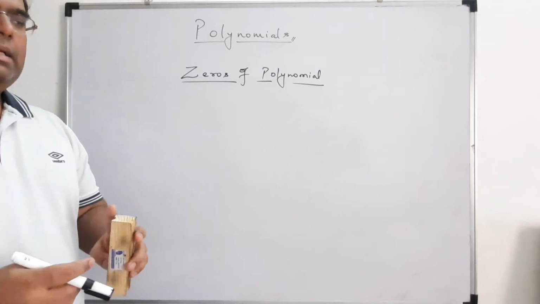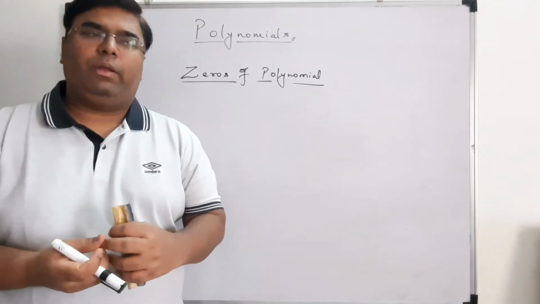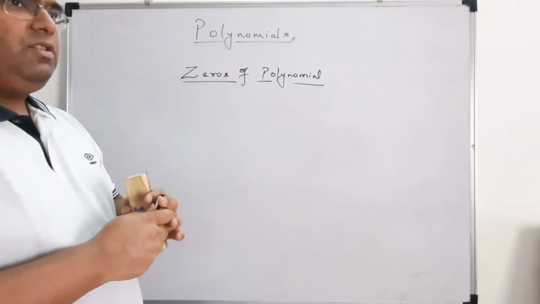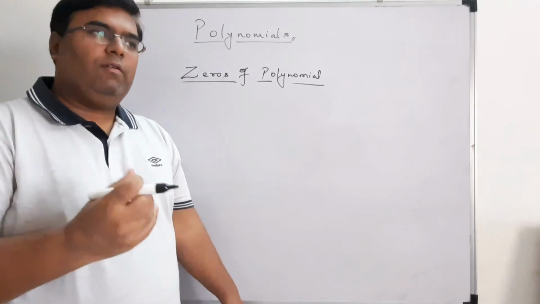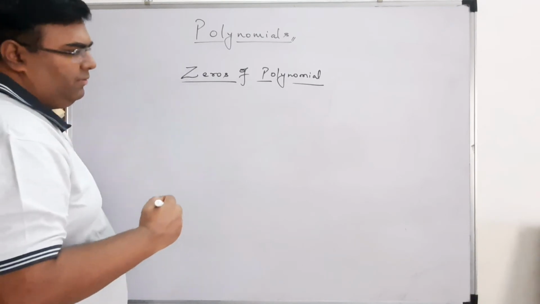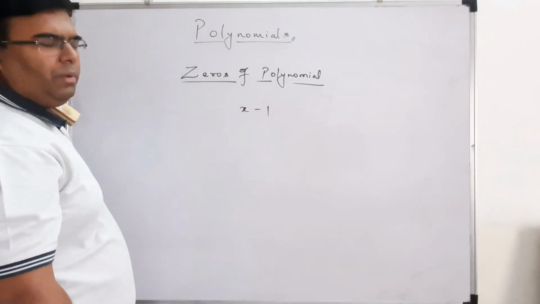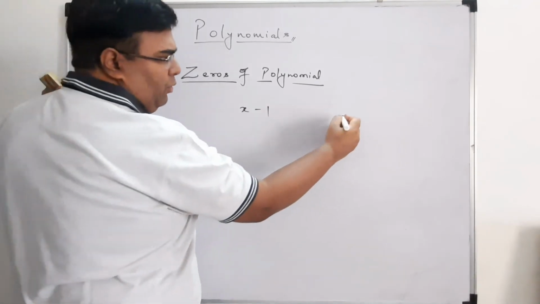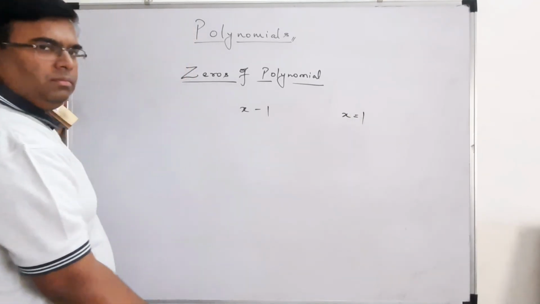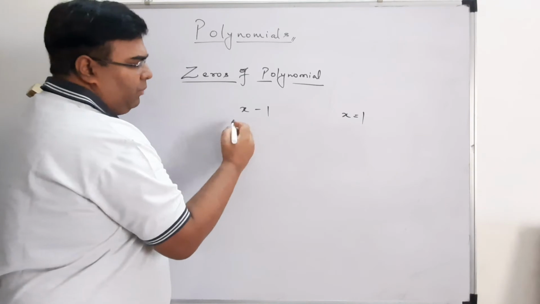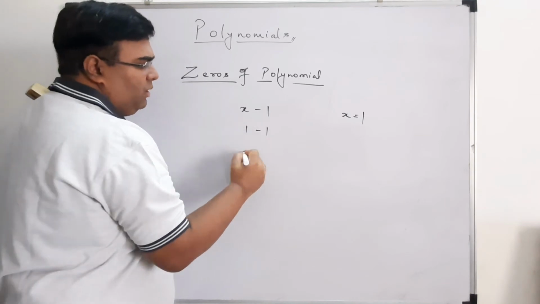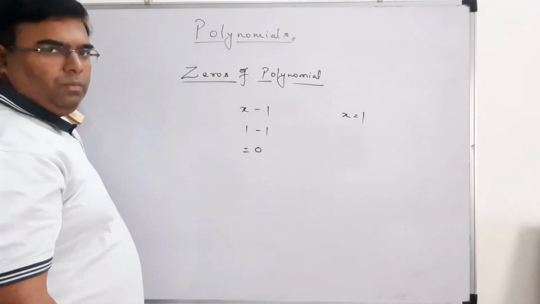Okay, our next topic is zeros of polynomial. Okay, now we have just learned what is the value of a polynomial. Suppose we have a polynomial like x minus 1, simple polynomial, okay? And if we put x is equal to 1, what is the value of this polynomial? Which is 1 minus 1, 0.